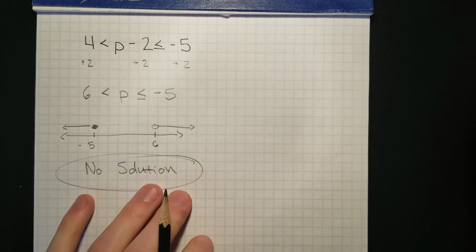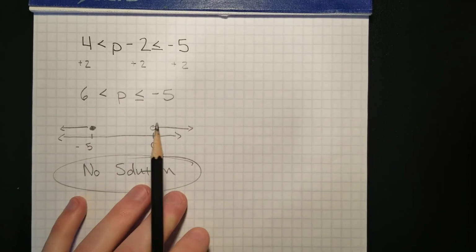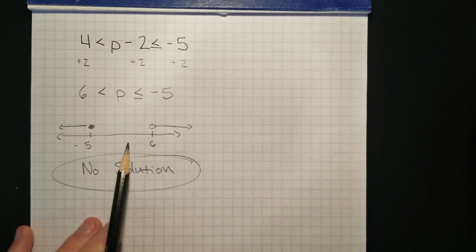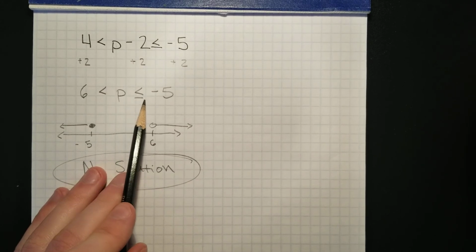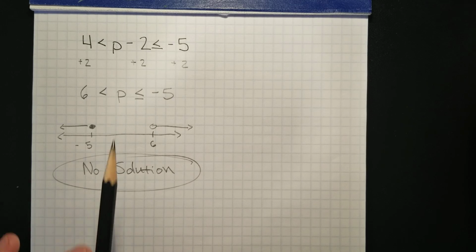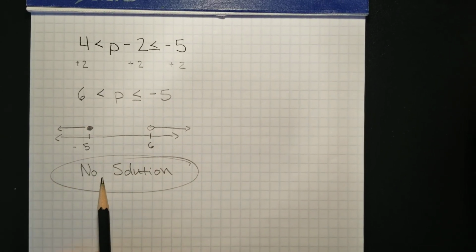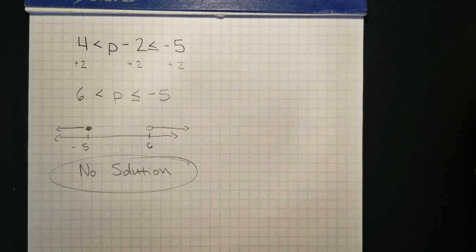So that's the same kind of example. You're not always going to get a short line with 2 dots on either side. Sometimes we're going to get no solution. In this case, we have to think about how these values are both going in different directions. So make sure before you graph your answer, that it actually makes sense in context. And if it doesn't, then we can have no solution.